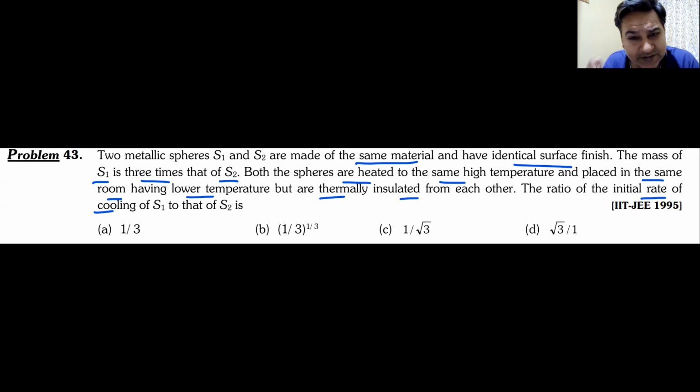Mass is also given, bacha, and you have forgotten whatever I have taught you. Yet again it goes down the flush, my dear friends. I have marked important points, and you fail to read the question properly. And this is how the cookie crumbles. This is how you make mistakes in the examination hall, and then you blame your fate. It has got nothing to do with your fate. It has got everything to do with your understanding of the problem.